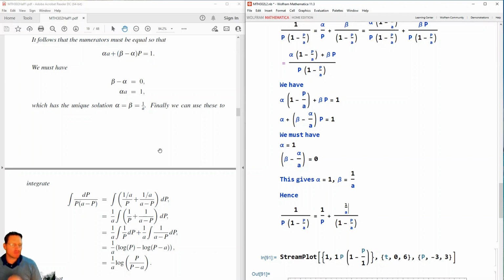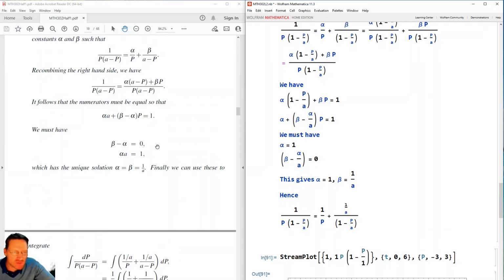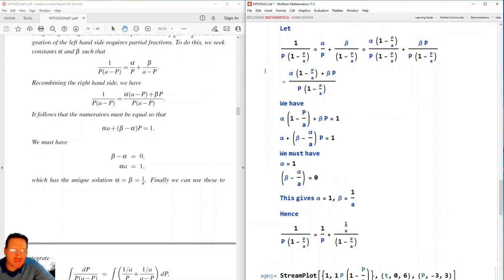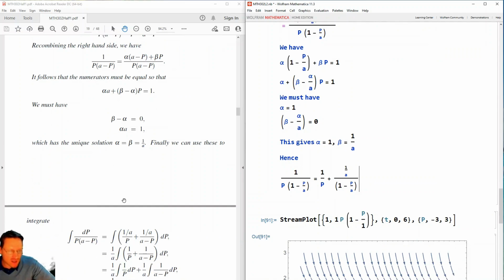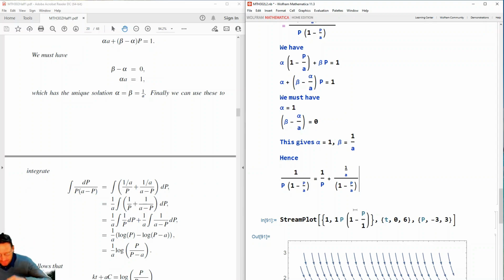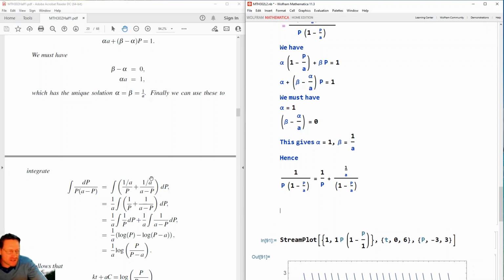Hang on. No, I'm missing something here. I'm supposed to have alpha over p there. So I must have made a mistake somewhere in here. Let's see, we recombined, we expanded. I don't know exactly what it was. But they both have to be 1 over a apparently. So I'll have a look through that later. I'll go with what the PDF says.